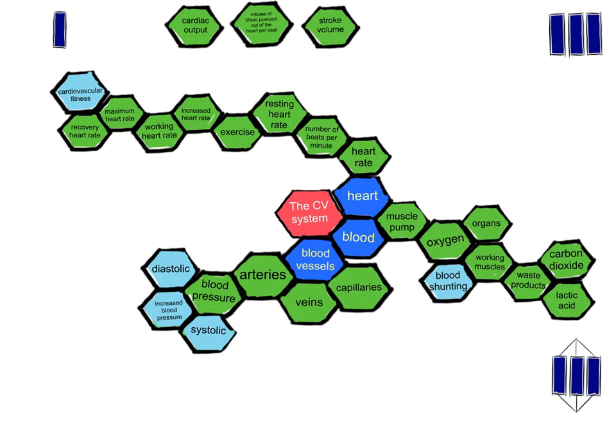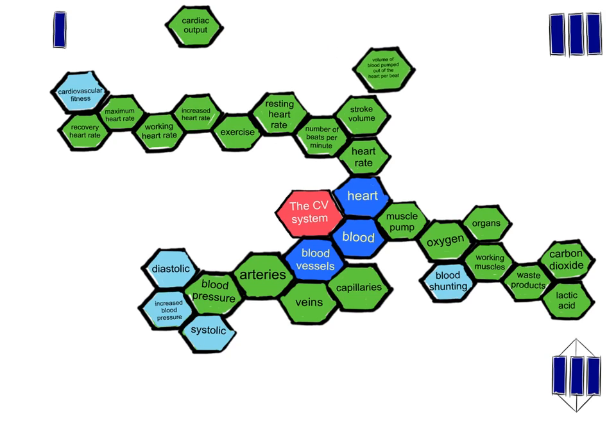The last point I want to make here is about stroke volume, which I'm going to move down here because it links with heart rate and number of beats per minute. Stroke volume is the volume or the amount of blood which is pumped out of the heart per beat. And that in itself links to cardiac output, which is the amount of blood which is pumped out of the heart per minute.